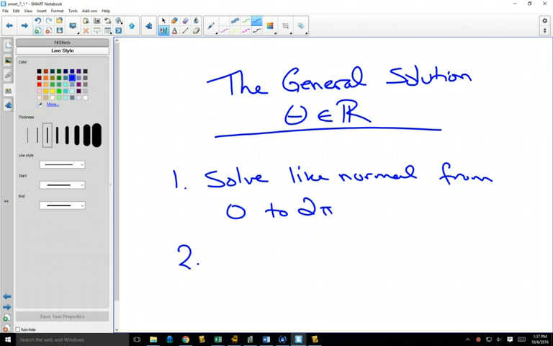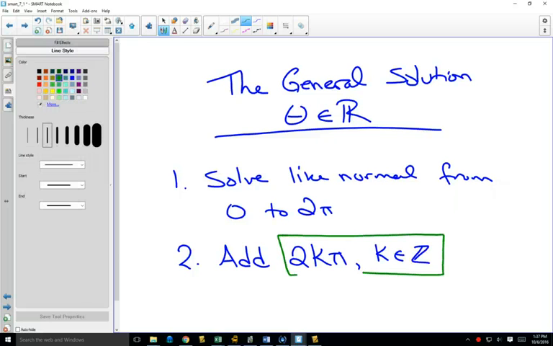Step 2, you are going to add 2k pi, where k is an integer. Maybe I'll put that in a green box so that we know what we're adding. To each of those answers that you found from 0 to 2 pi.